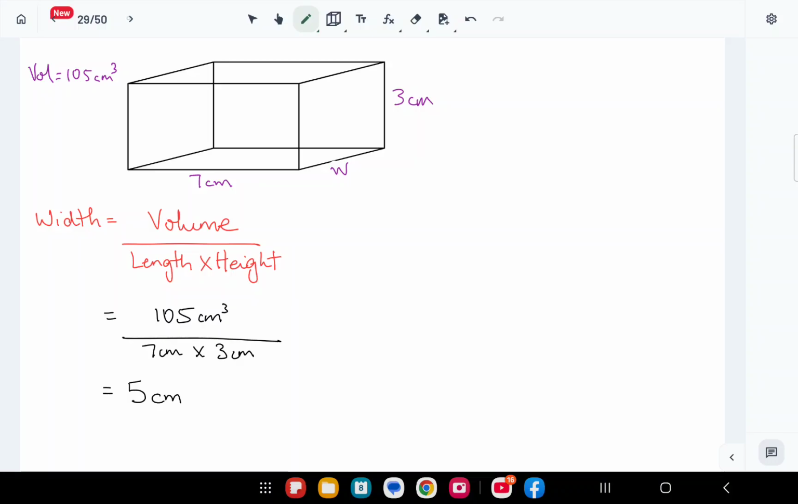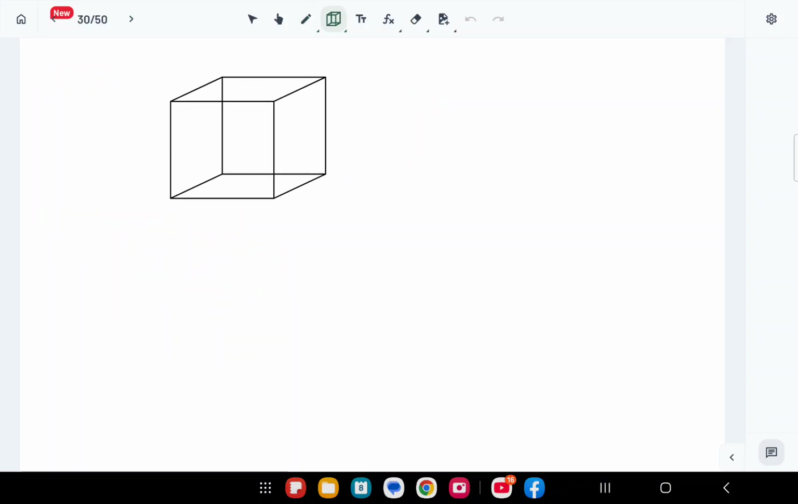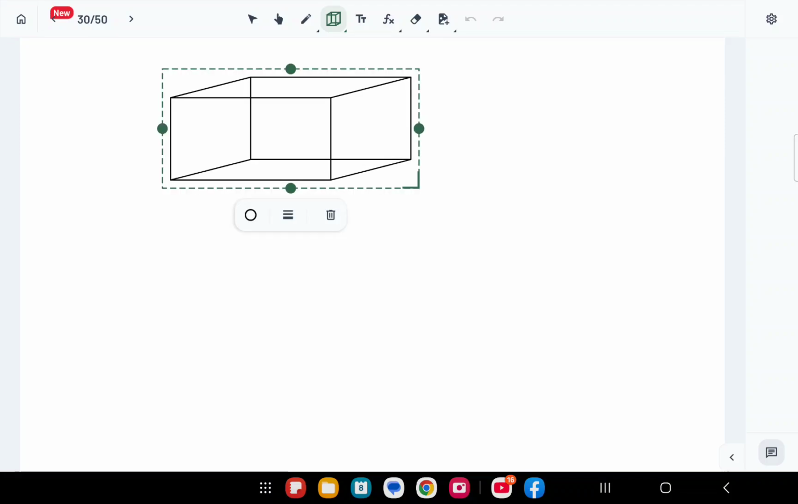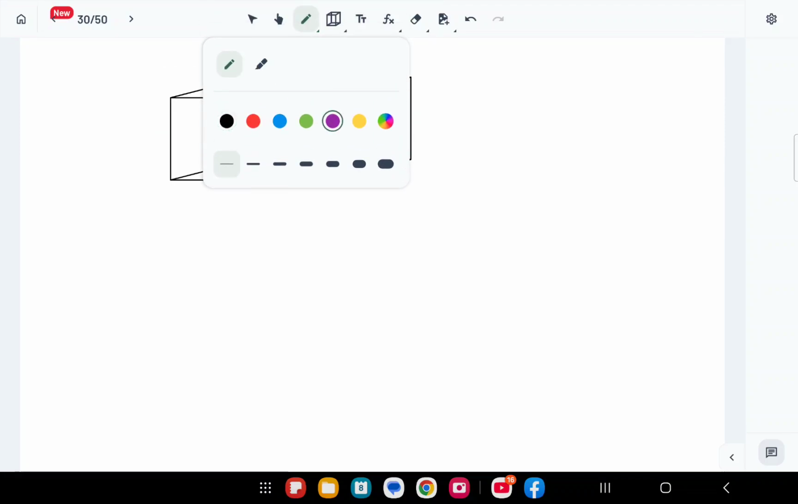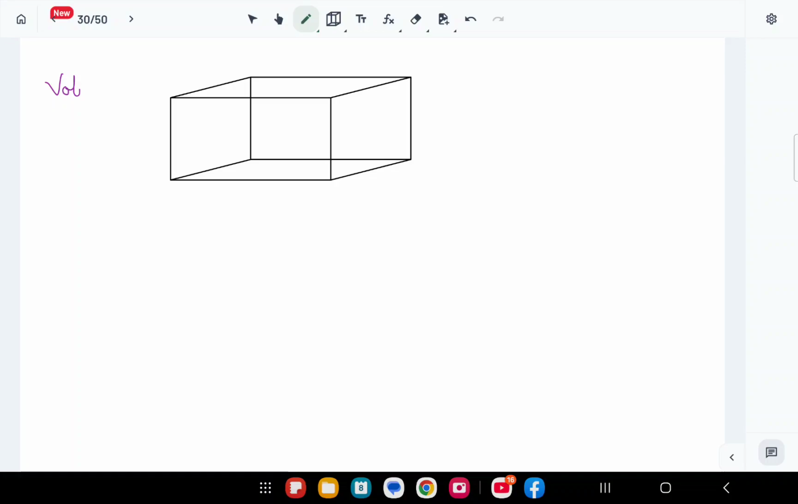Moving on to our next scenario. Again, we have our cuboid. They gave us the volume, they gave us the length. Let's say the length is 7 centimeters. They gave us the width, which is 5 centimeters, but they did not give us the height. We want to solve for the height.